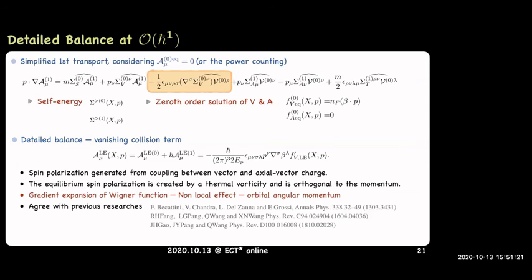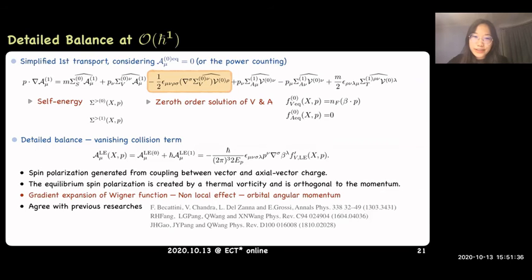So what's the first order A mu? Is this some kind of vorticity? Yes, it is some kind of vorticity because on the right-hand side there are derivatives on beta. Beta is u over temperature. So yes, it is some vorticity.